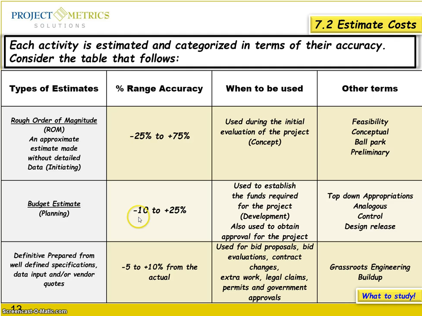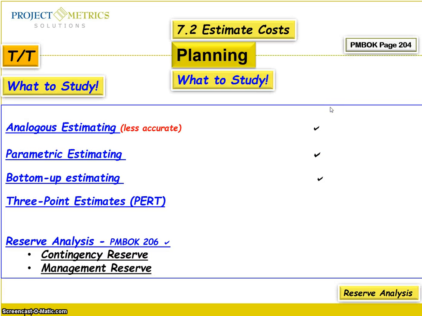But if you're going to get a percentage range of accuracy from minus 10 to plus 25%, then you are talking about the process of planning. If more accurate, it's going to use minus 5 to plus 10 for the real actual project codes. And here are the tables of when to be used and other terms. And what also to study: the tool and technique.